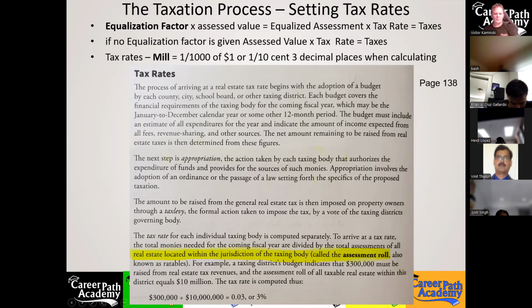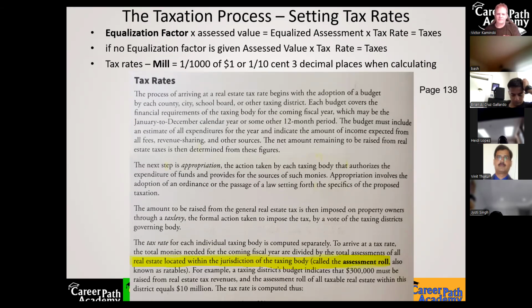What do we call a taxable property in New Jersey? It was on one of the previous slides. What do we call a taxable property? It's called a ratable. A ratable is a taxable property. And a list of all the ratables in the municipality is called an assessment roll.